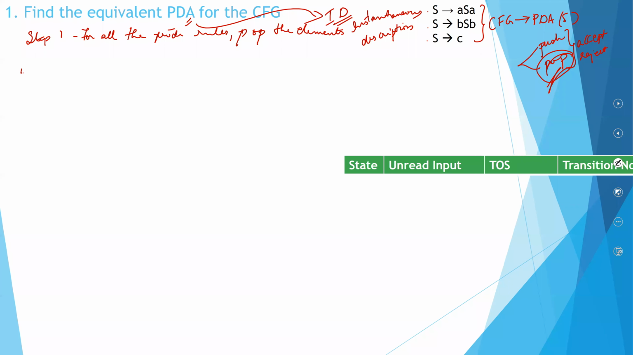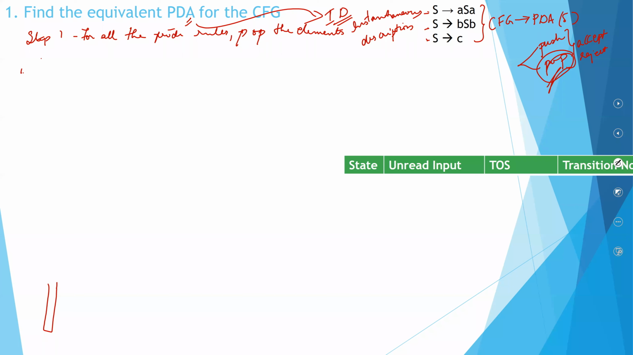Now I'm going to write my first production rule. But before you start writing the production rules, imagine you have a stack, and your stack as of now is empty. You do not have anything inside your stack. So before you start writing these 3 production rules, you have to always write the initial state of your stack.